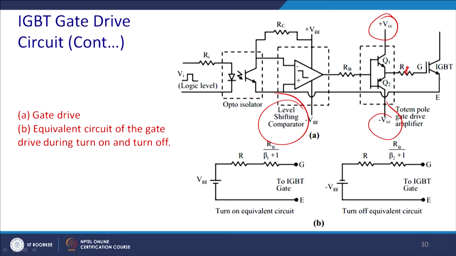The gate equivalent of it is basically this. This is VGG plus R, and this is basically RB divided by beta 1, where beta 1 is the current gain of the IGBT. So this circuit comes into the picture, and when you want to turn it off, a negative voltage comes into the picture. This becomes off and this becomes on, and ultimately a negative voltage is applied to the system, so this voltage becomes negative. The extra trapped charges will come out and dissipate. So this is the gate driver circuit for the IGBT.